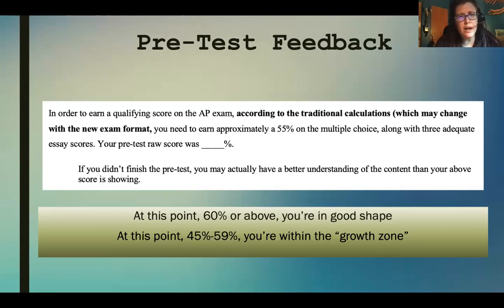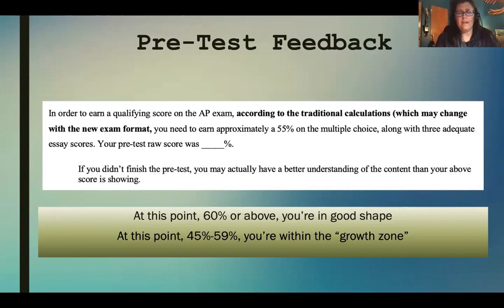Right. Keep in mind, if you didn't finish the pretest, there were a couple people who left some questions blank. You may actually have a better understanding of the content than what this score is showing. But in that case, okay, I have to work on my timing. I have to learn to work a little faster. And that can be good information to have.